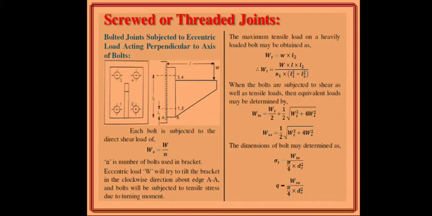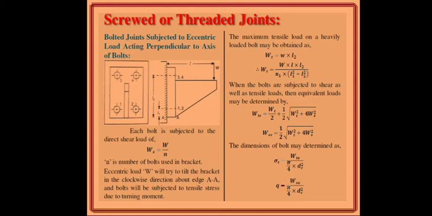Now the next topic is the bolted joint subjected to an eccentric load acting perpendicular to the axis of the bolt. Earlier we have seen the bolted joint subjected to a load parallel to the axis of the bolt. Now here is the eccentric load acting perpendicular to the axis of the bolt. Here 4 bolts are attached to a plate, and W is acting at the free end of that particular bracket. Now each bolt is subjected to a direct shear load of Ws is equal to W upon N, where N is the number of bolts used in the bracket.